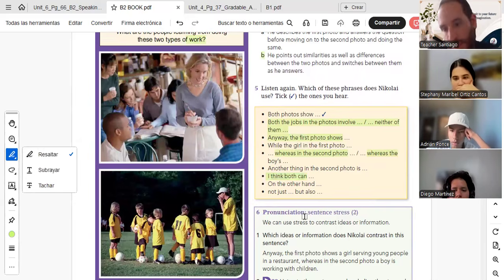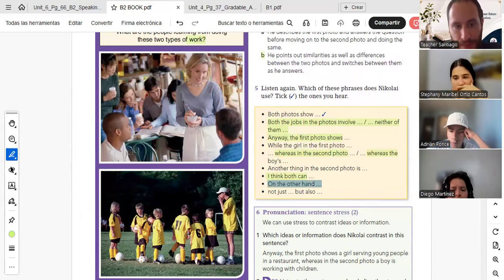The girl has to learn to work efficiently under pressure. On the other hand, the boy has to learn to keep cool. He'll probably learn not just to deal with children, but also their parents.